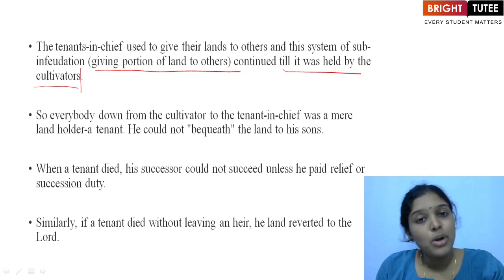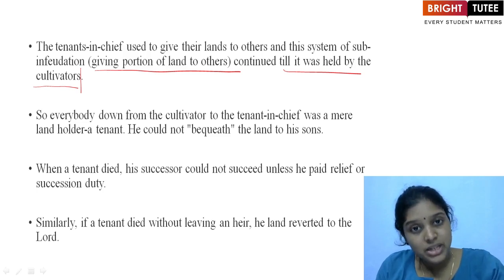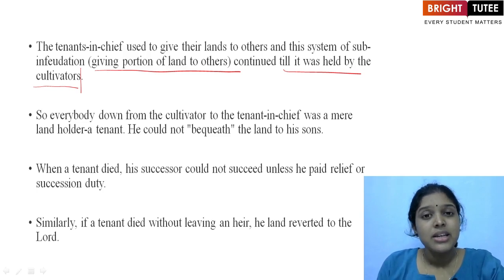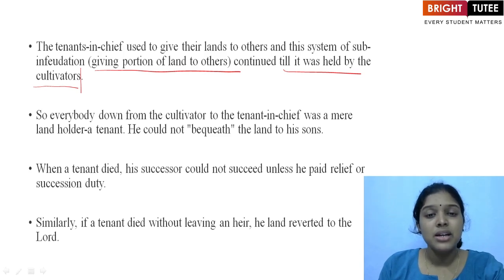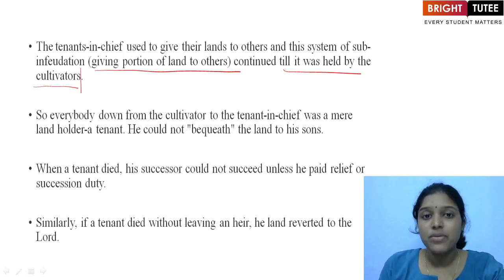So cultivators belong to the lowest strata of society, and in their case they cannot afford to sub-infeudate or subdivide and give that land to somebody else, because if he has to live and take care of his family, it is important that they work on it, they till the land, they farm, they produce something. So the last section to whom the land comes is the cultivators or the peasants, and they are the ones who belong to the lowest strata of this social order.